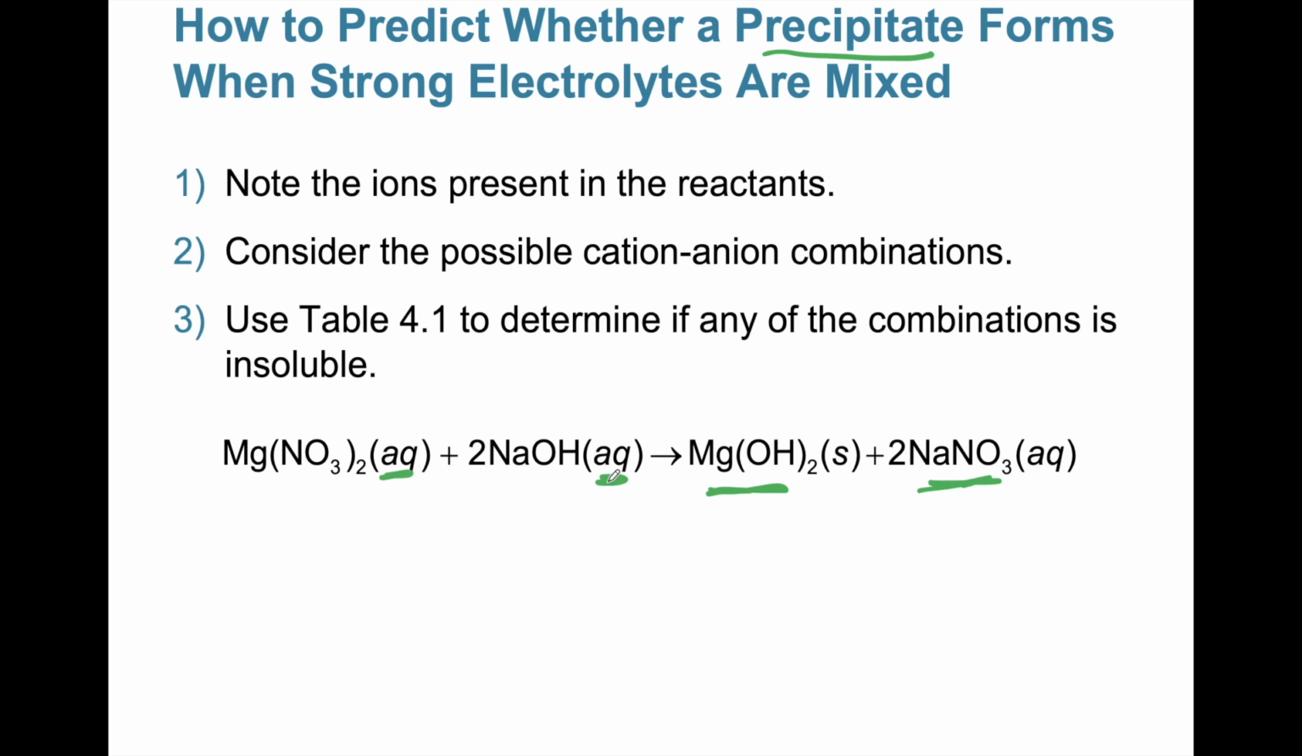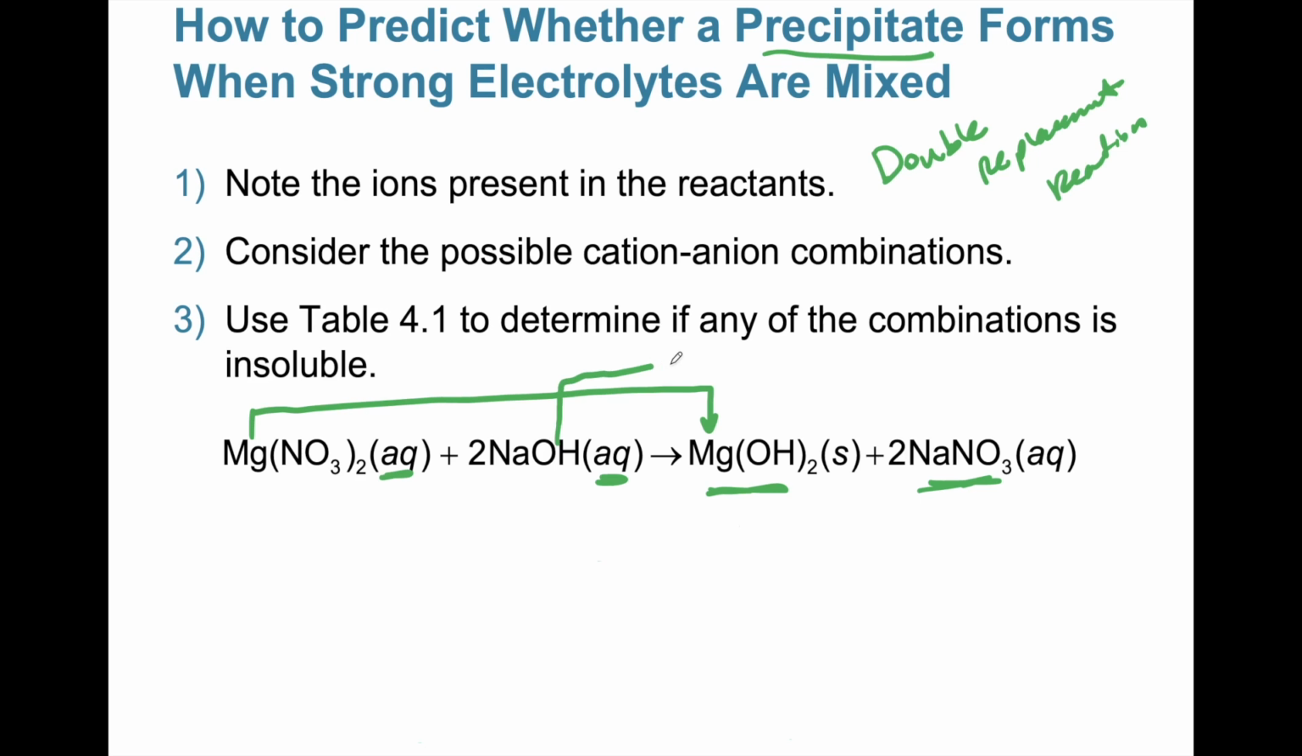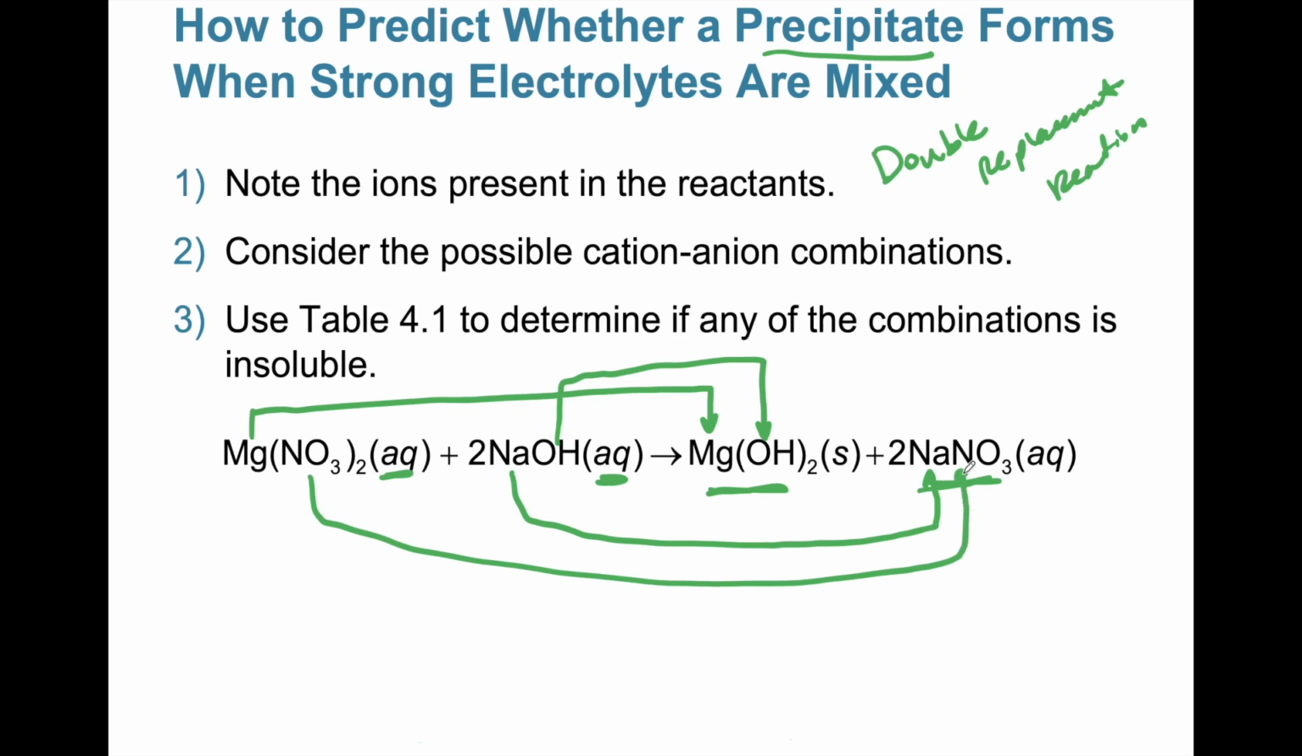This is called the double replacement reaction. All right, magnesium here actually switched partners and got the OH, right? Whereas the sodium switched partners and got the nitrate. So they literally just switched partners there, right?